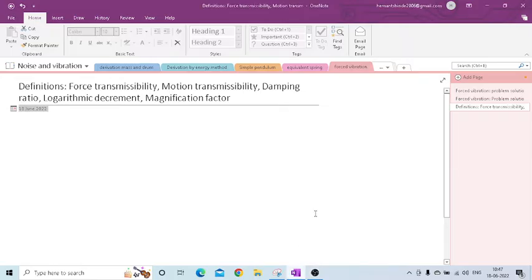Hi friends, in today's session we are going to see some definitions. Here we are going to see the definition of force transmissibility, motion transmissibility, damping ratio, logarithmic decrement and magnification factor. The first definition that we are going to see is of force transmissibility.